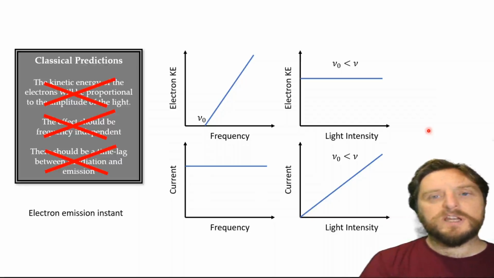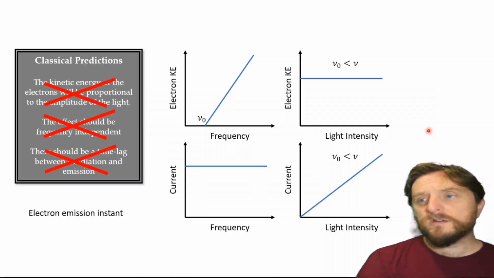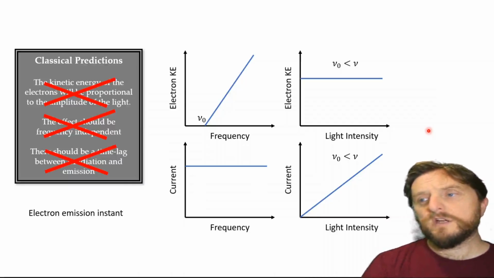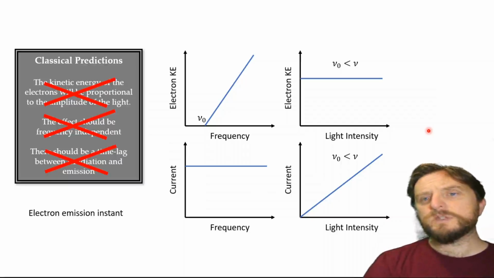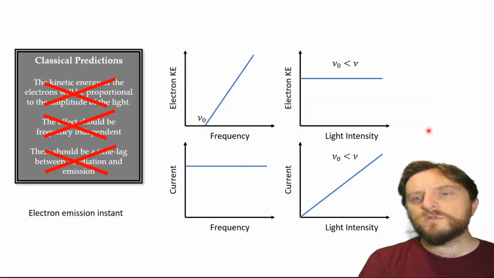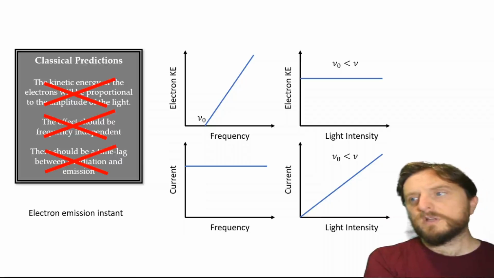Will not change the kinetic energy of the electrons. The light intensity, though, will affect the current. So as you increase the light intensity, again, as long as you're above the cutoff frequency, you'll get more current out. So none of this makes any sense from a classical point of view. So the photon model is what we need to kind of rescue us from this.